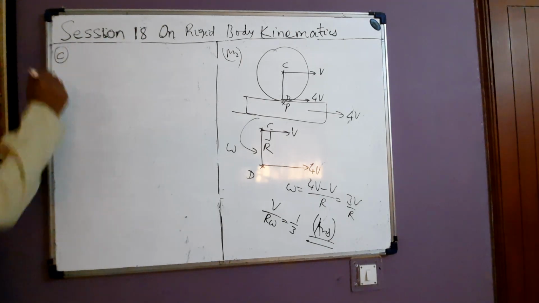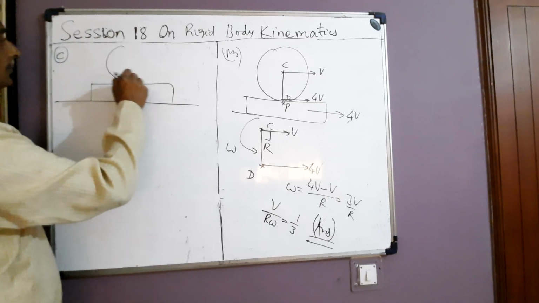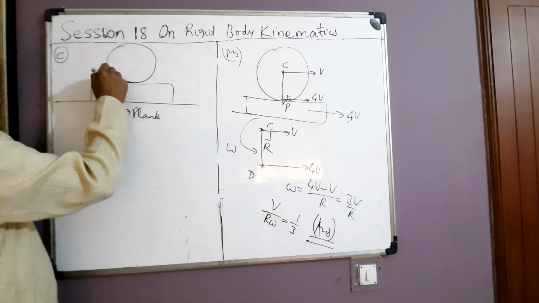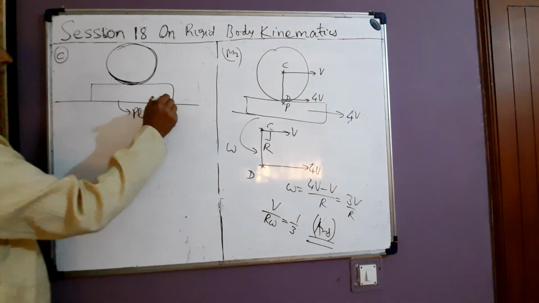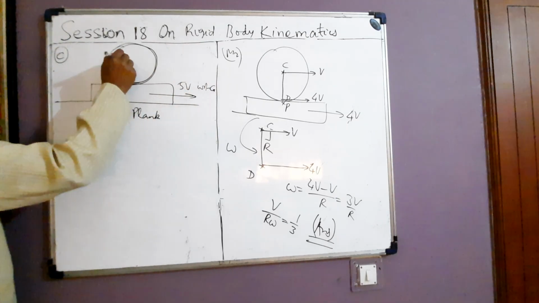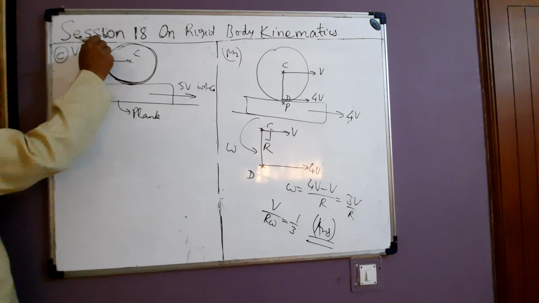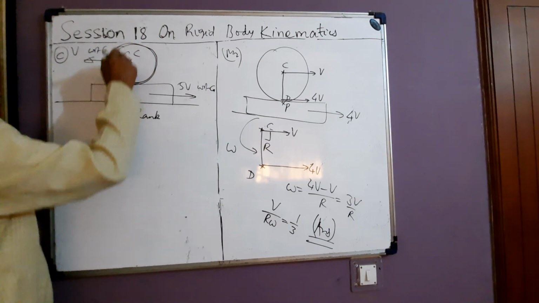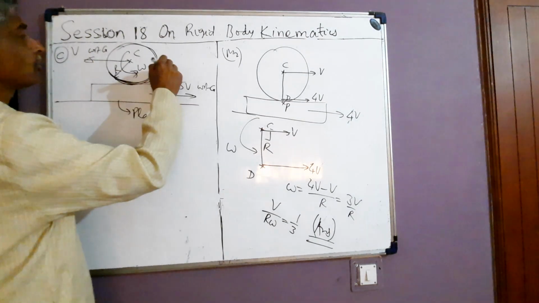I take the third question, part C. The diagram is like this. This is the drum, this is the plank. The plank is moving at a constant speed of 5V with respect to the ground. The center C of the drum is moving at a constant speed V with respect to the ground. R is the drum radius. Omega of the drum with respect to the ground is omega in the anti-clockwise sense. And here pure rolling is taking place.